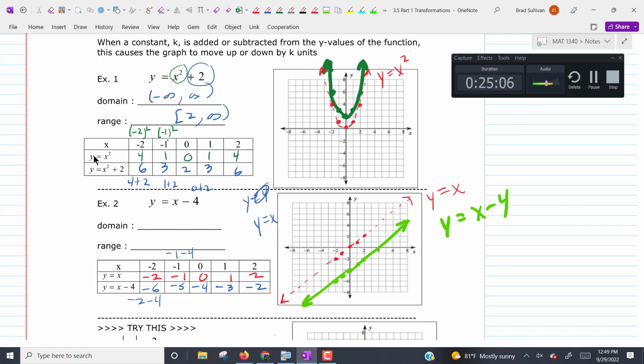So the domain on this is going to be all real numbers. X can be anything, so can y. The graph goes on in both directions, both ways. That's how that goes. Okay?